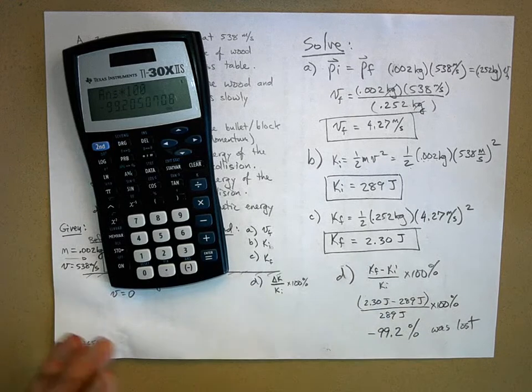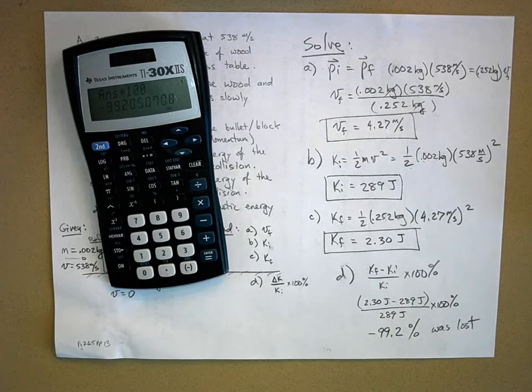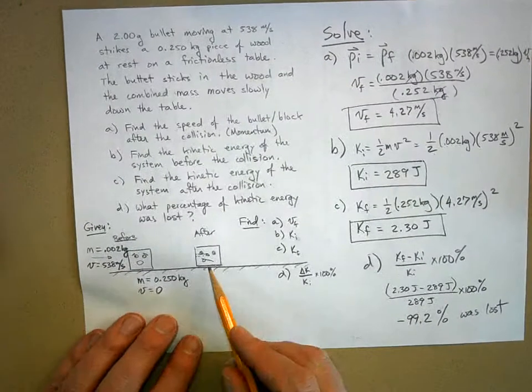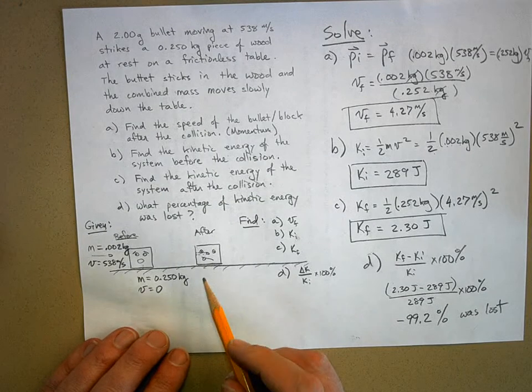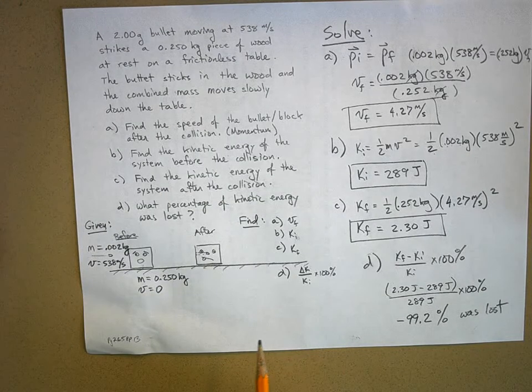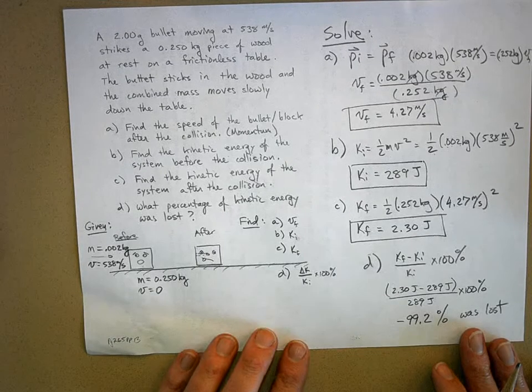And what did it do? How was it lost? How do you lose kinetic energy in this problem? It became heat. If you were to take a look at this block, after you shoot a bullet into a block, if the hole's big enough, you can stick your finger in there and try to feel the bullet. The bullet will be really, really hot. Probably burn your finger. So it heated up the environment. So that's where it went.